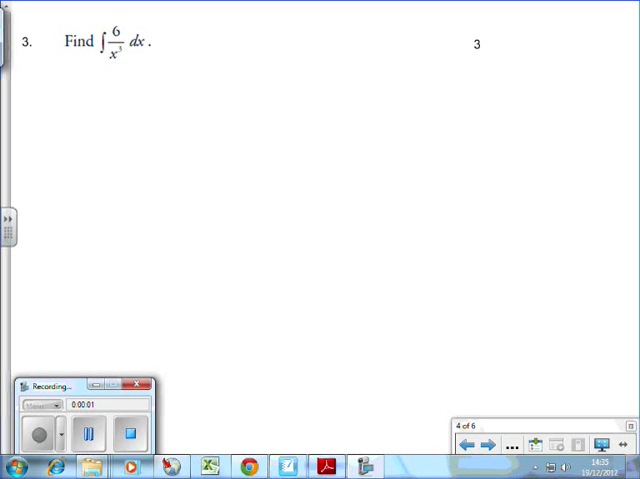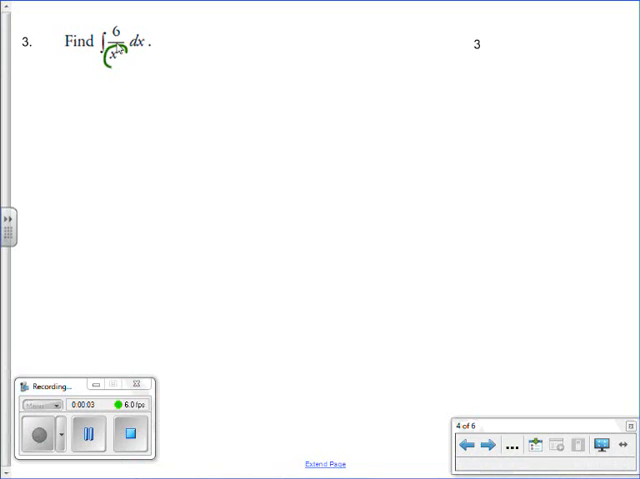Okay, question 3. We've got an integration. First thing to notice is there's an x term under the fraction, so we need to move that before we can integrate. We bring it up by making it negative, so we're trying to integrate 6x to the minus 3 with respect to x.